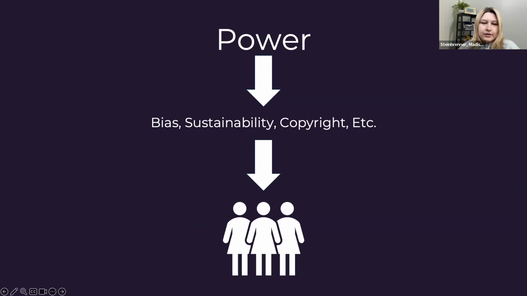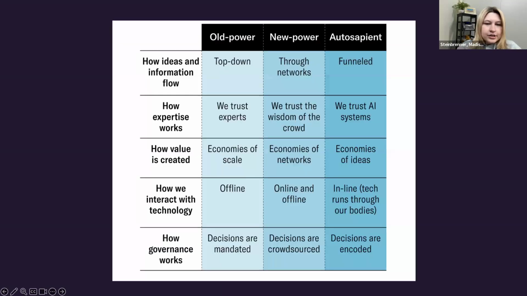Moving on, we have this quick little table just to illustrate how in recent decades, new tech has altered the nature of power in society twice. So we had old power, and then we moved into new power, and now we're kind of in an auto-sapient era. And just to briefly describe this, first, the internet and social media gave rise to new power.